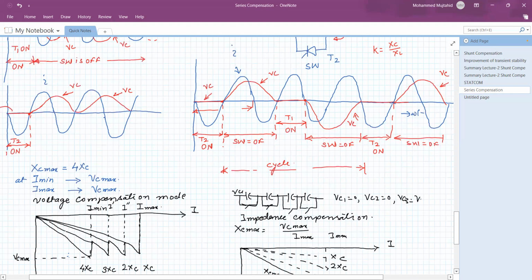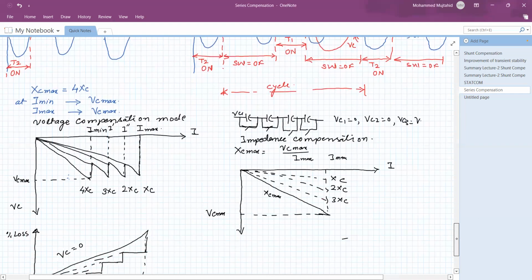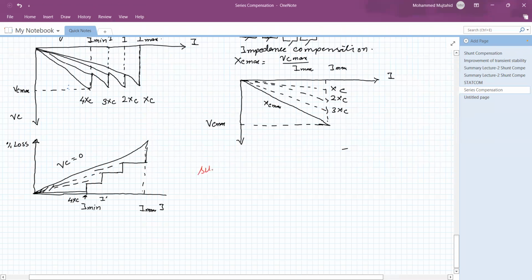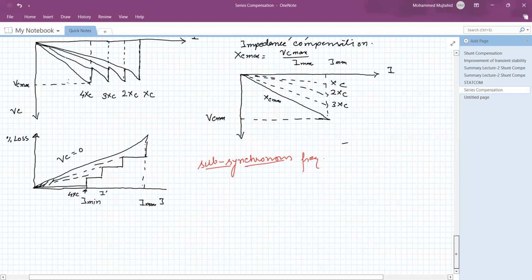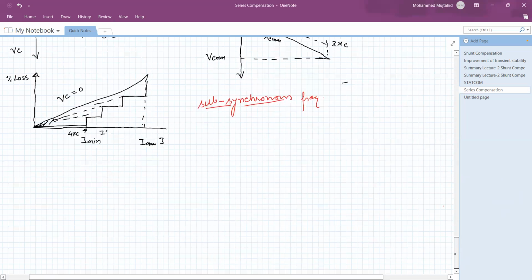And because of sub-resonance frequency, it also produces subsynchronous frequency or operation. Because of this subsynchronous phenomenon in the thyristor switch capacitor, it may fracture the shaft of the generator, or it may cause failure of the entire generator. So this is the difficulty associated with the thyristor switch series compensator. This point was left to discuss about the thyristor switch capacitor.